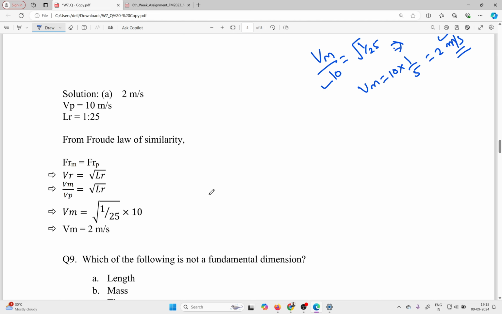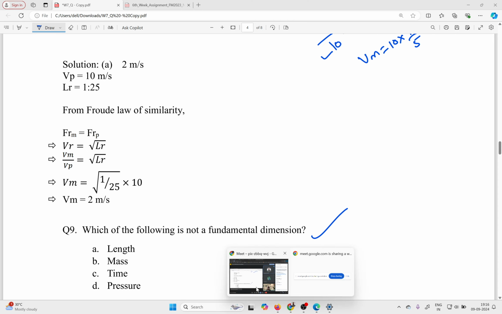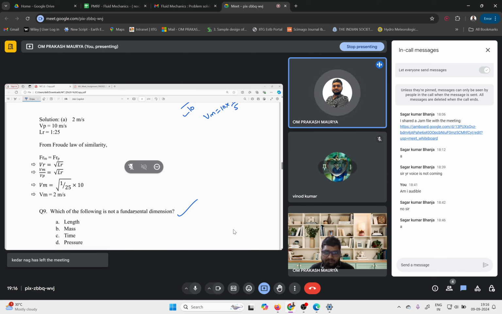So now moving ahead with the next question. Next question is: which one of the following is not a fundamental dimension? So please try to give your answer in the chat box. You can write your answer in the chat box, please.